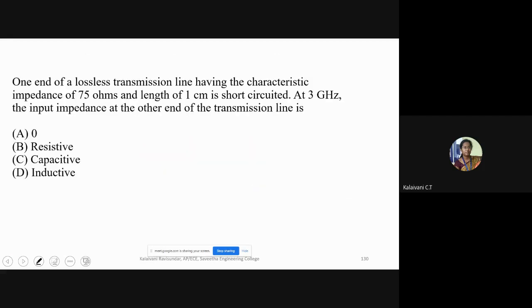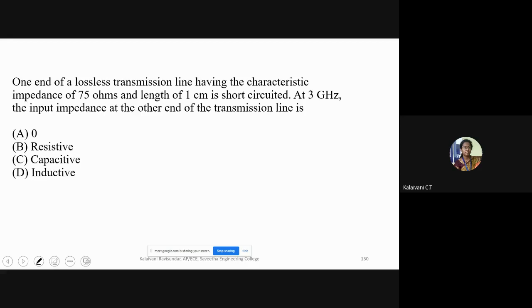One end of a lossless transmission line having the characteristic impedance of 75 ohm and the length of 1 centimeter is short-circuited at 3 gigahertz. The input impedance at the other end of the transmission line. So what is the question? One end of the lossless transmission line has a characteristic impedance 75 ohms and the length is 1 centimeter and is short circuited. At 3 gigahertz, the input impedance at the other end of the transmission line.